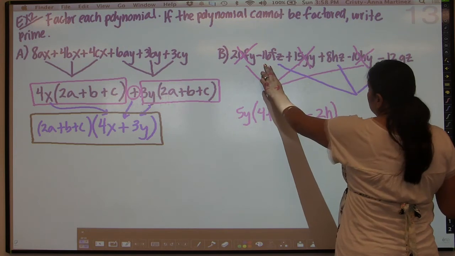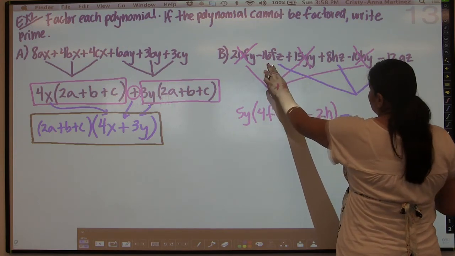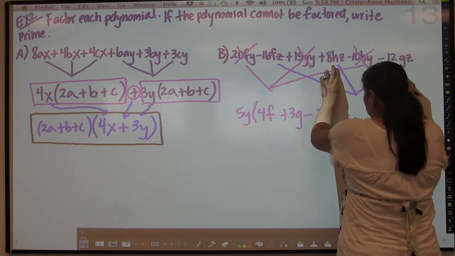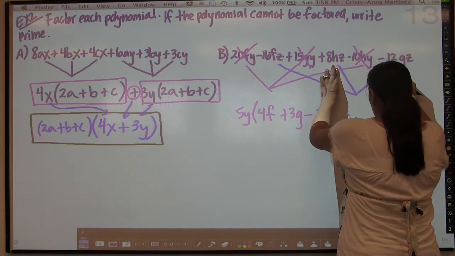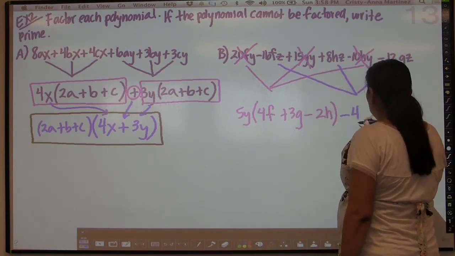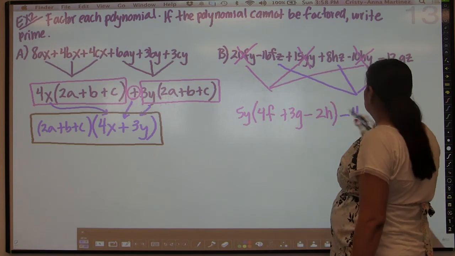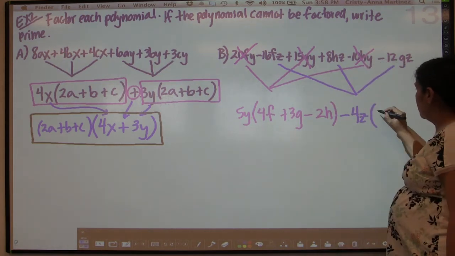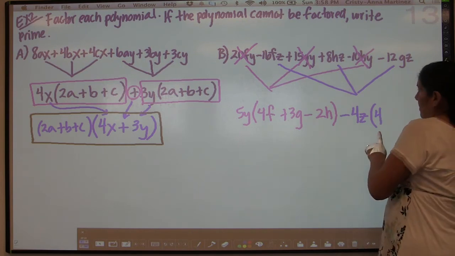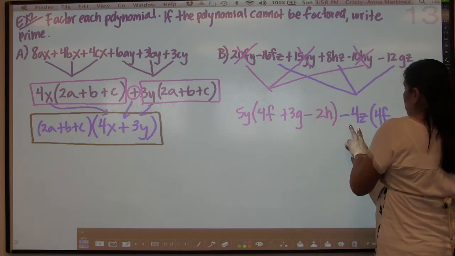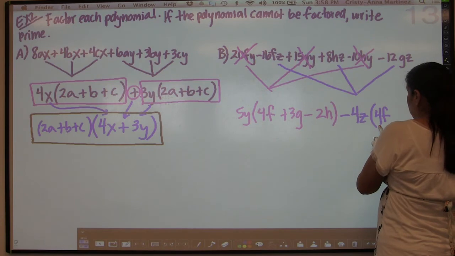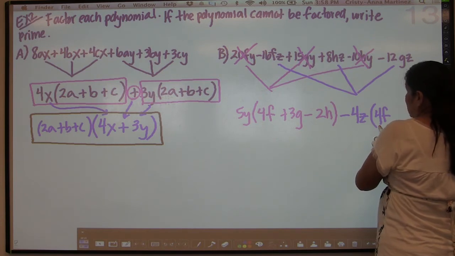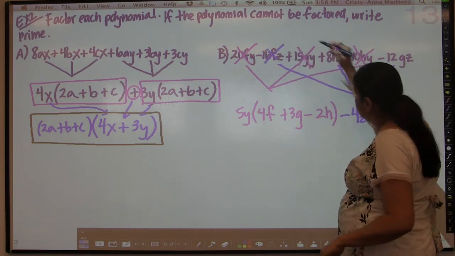And then I'm going to go to the blue, and I'm going to see that I have a negative, and 16 and 8 and 12 all have a 4 in common, so I'm going to take out a 4. And of course they all have a z, so I'm going to take out a z as well. That means that I'm going to need a positive 4 here and an f, because negative 4z times positive 4f is negative 16fz, which is that guy.